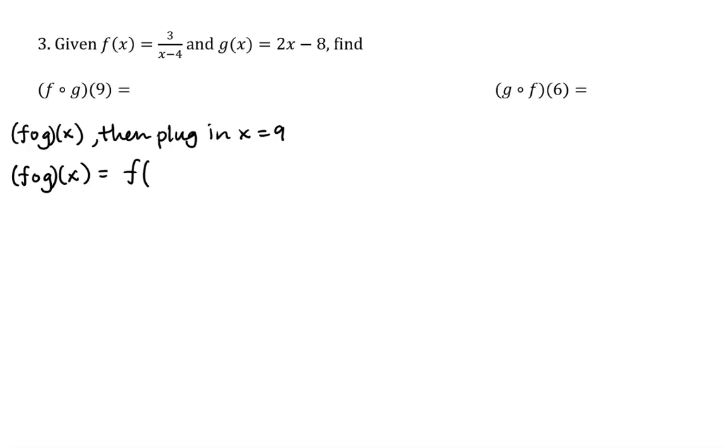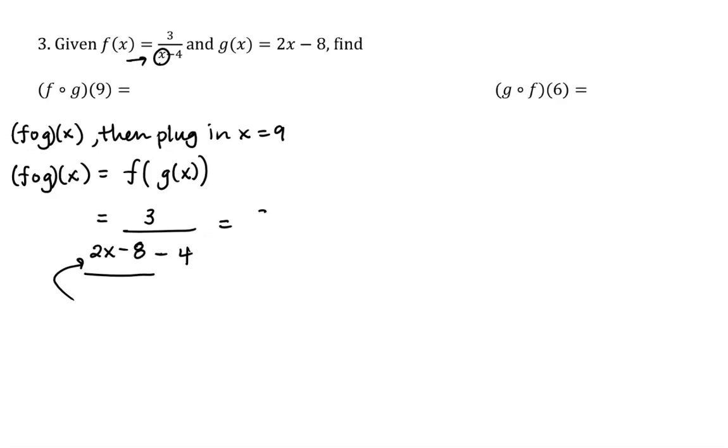I'm taking the function g and I'm plugging it inside of f. So everywhere that there's an x in the function f, I'm not going to put anything down there. So right now I just have something minus 4. Where the x was, I didn't fill that in. And in there, I'm going to be plugging in g, which is 2x minus 8. So simplifying this gives me that f composed of g of x is 3 divided by 2x minus 12.